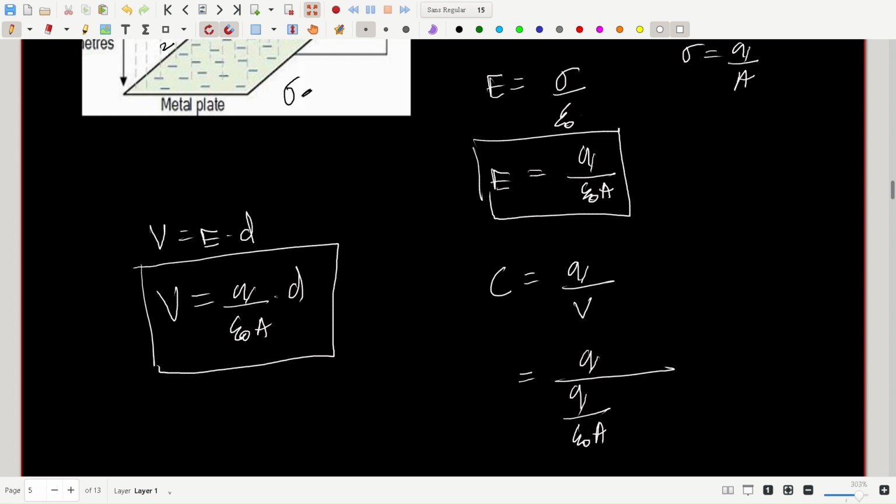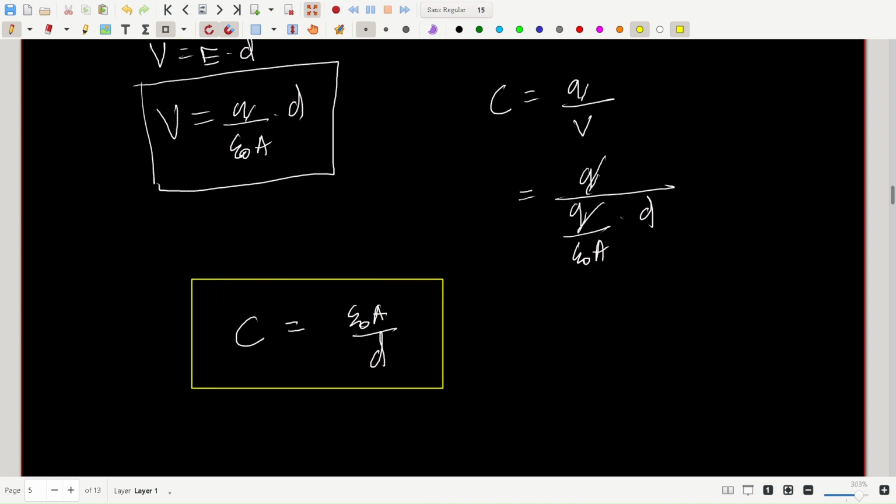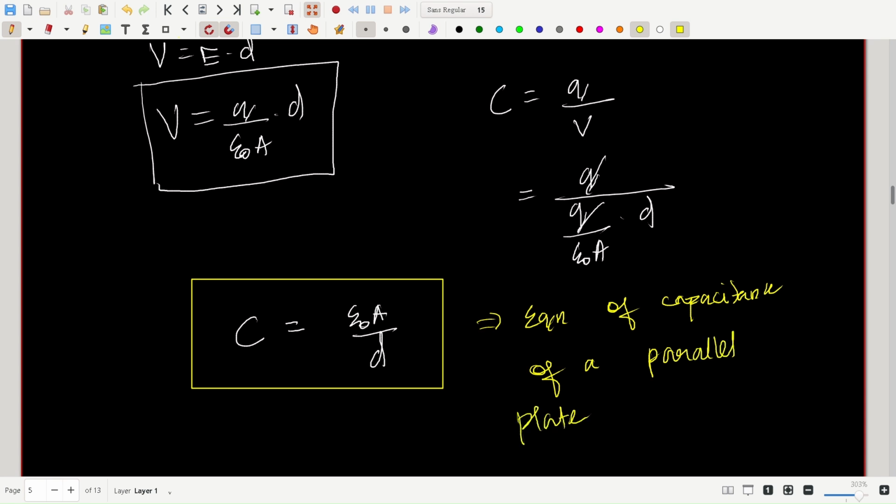Coming back to the equation for capacitance, C is equal to Q by V, which is Q by Q by epsilon 0 A dot d. Here also the charges get cancelled. You get the equation for capacitance as C is equal to epsilon 0 A by d. This is the equation for capacitance of a parallel plate capacitor.